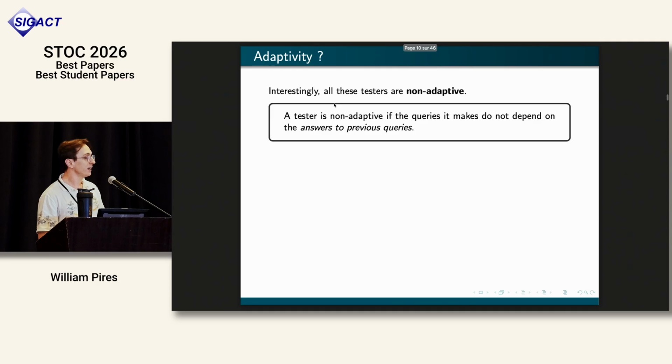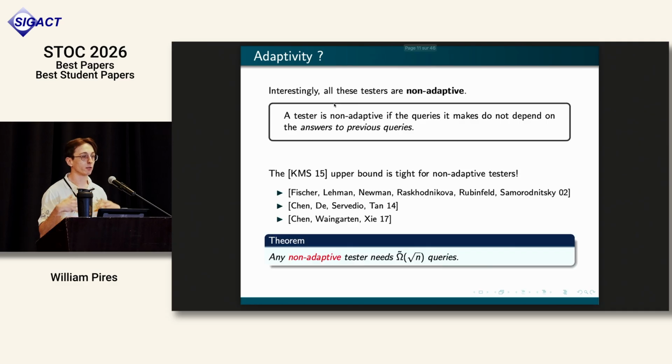And interestingly, all the testers that we know for this problem are non-adaptive. It means that the queries they make do not depend on the answer to previous queries. So you can imagine that the algorithm is making one enormous batch of queries, it receives the answer to all the queries, and then decides I accept, I reject. So it's something very parallel. And it turns out that for this kind of non-adaptive testers, root n is the best that you can do. So in this case, the KMS upper bound, which is root n, that's the best.